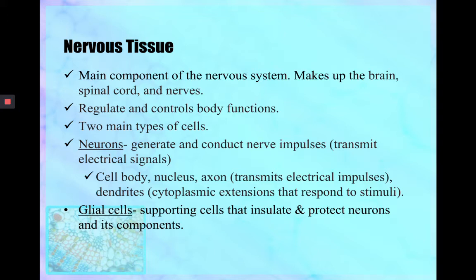The glial cells are kind of like the glue that holds the nervous system together. They're a type of nervous tissue that supports the neurons and insulates and protects the really immature neurons as they grow.